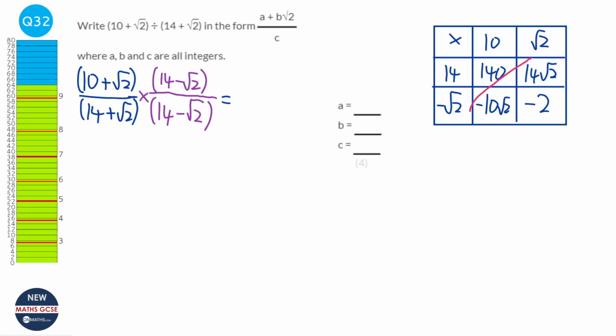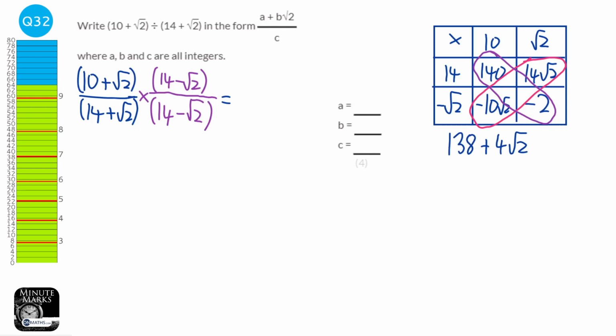Now, when you expand surdy brackets, these two and these two will add together. Okay, so we're going to start off with the numbers. 140 take away 2 is 138. And then we'll do the surd. So 14 root 2 take away 10 root 2 is plus 4 root 2. Okay, so the top is going to be 138 plus 4 root 2. And let's do the bottom.